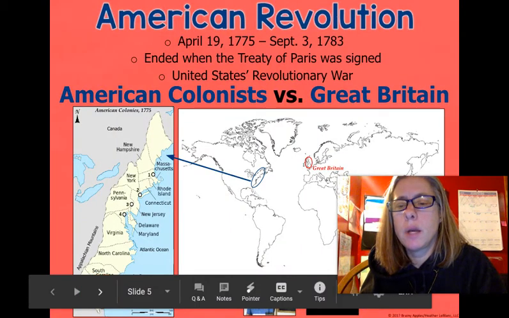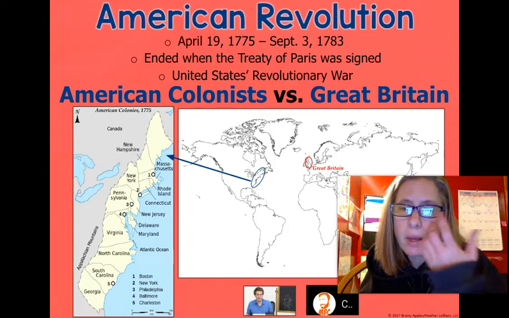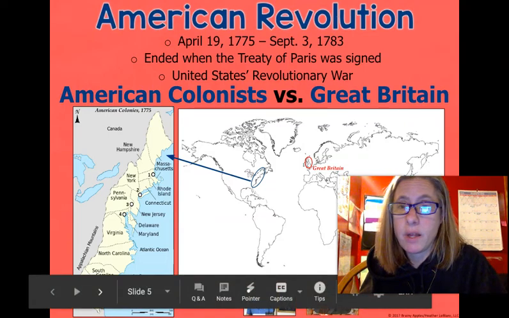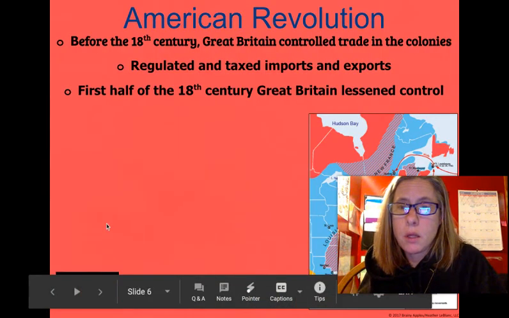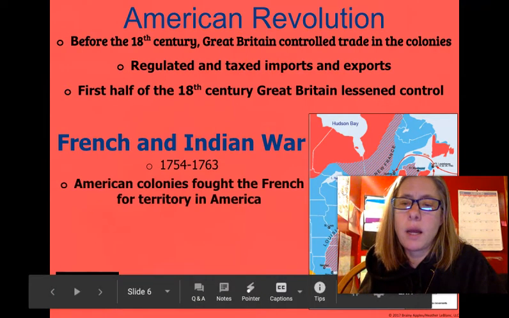All right, so as I said before, this is events leading to the American Revolution. And here's a little bit about the American Revolution, but we're not really going to focus on the actual war right now, just the events leading up to it.